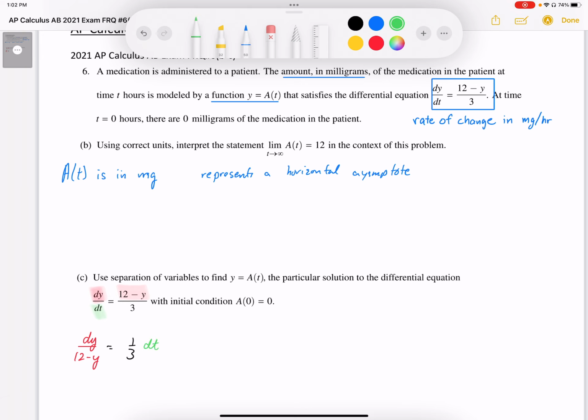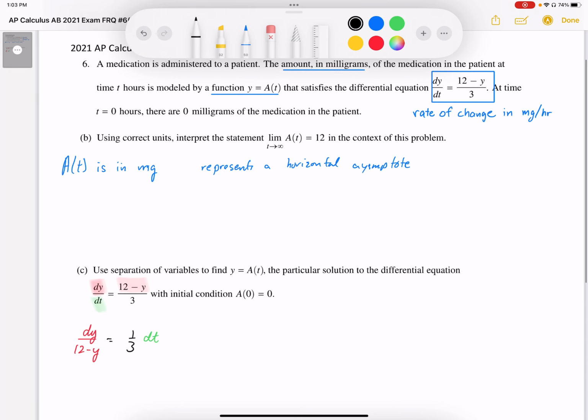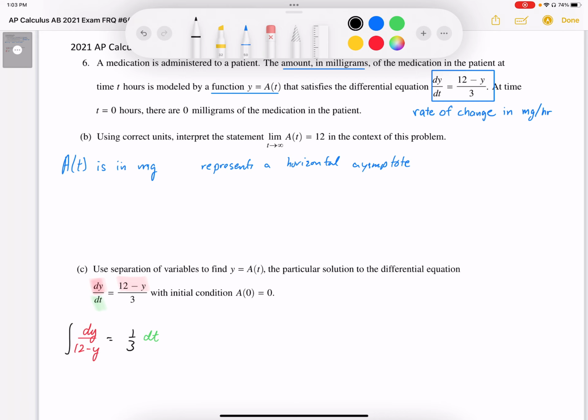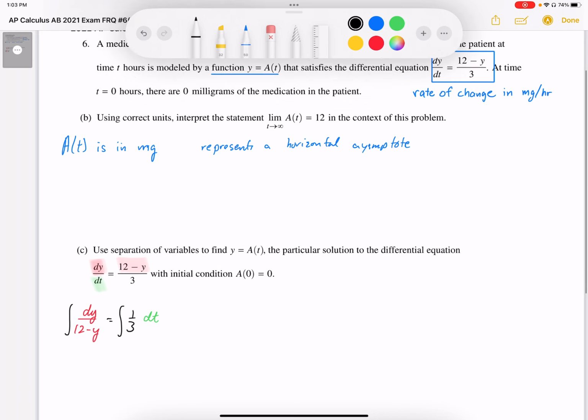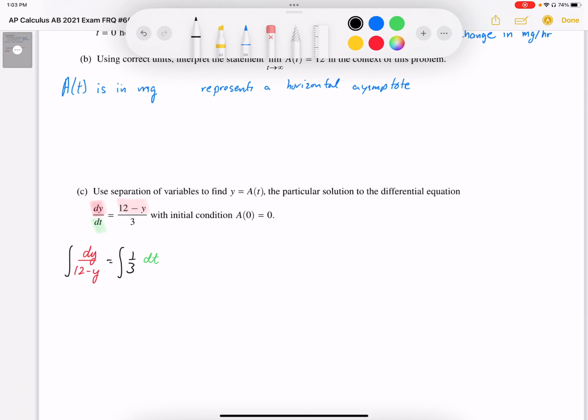Okay, so once I've separated the variables, that 3 could go on the other side. I'm just going to leave the 3 with the dt side. So I'm going to integrate both sides of this. So this becomes log 12 minus y. And because of that negative y, we need to use chain rule and put that extra negative on the outside. And that's equal to 1/3 t. And we have a plus c to solve for.